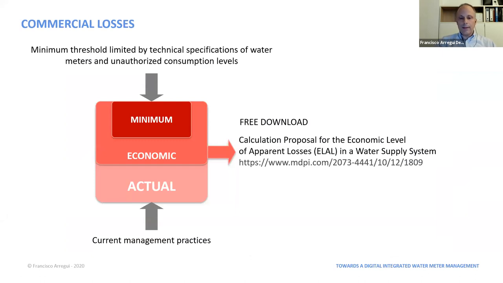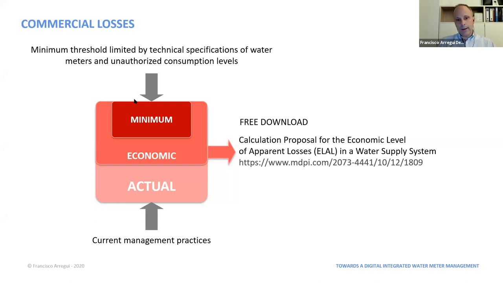Also, if we think about the different levels that we can reach with commercial losses, we always have a minimum, and for me an important part is that we realize the minimum will never be 0%. All meters have technical limitations. No matter how good the meter is, there will always be technical limitations that will not allow it to register 100% of the consumption. So we should not target the minimum, the same as in real losses, because that's not economic for us.